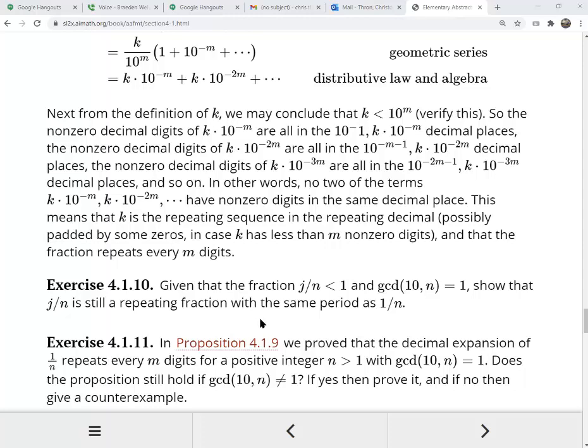So I'm going to stop here, and we'll have one more video on this chapter to talk about divisibility rules.